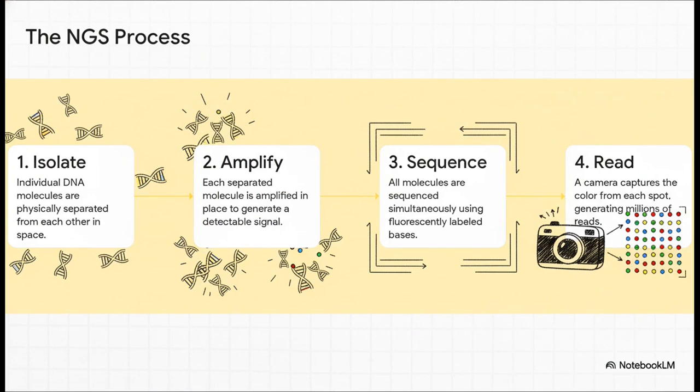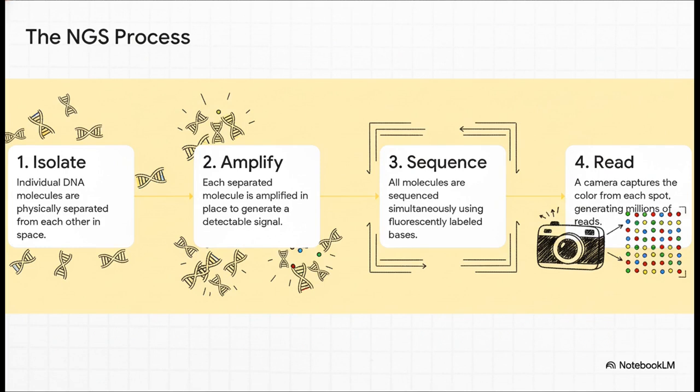The process itself is just ingenious. First, you take the DNA and break it into millions of tiny little pieces. These pieces are then stuck onto a special slide, each one in its own little spot. Then, in step 2, each piece is copied over and over again to amplify the signal, make it easier to see. And then the sequencing starts.